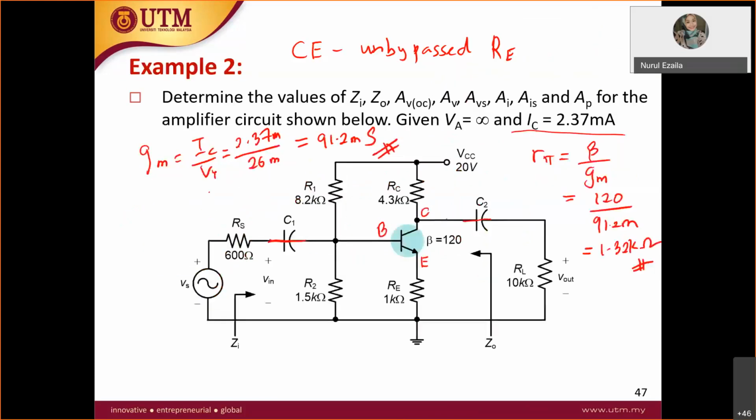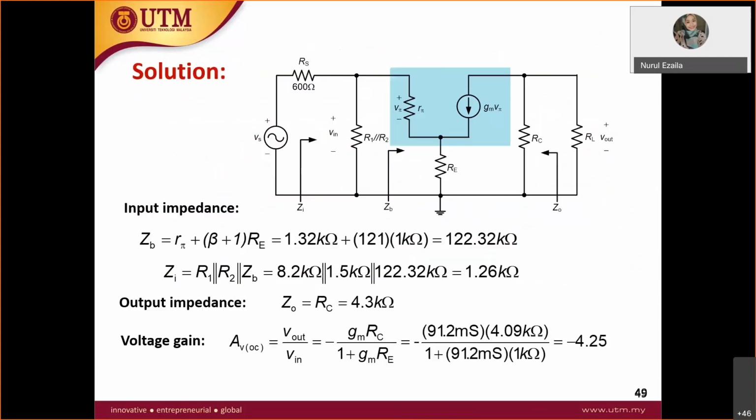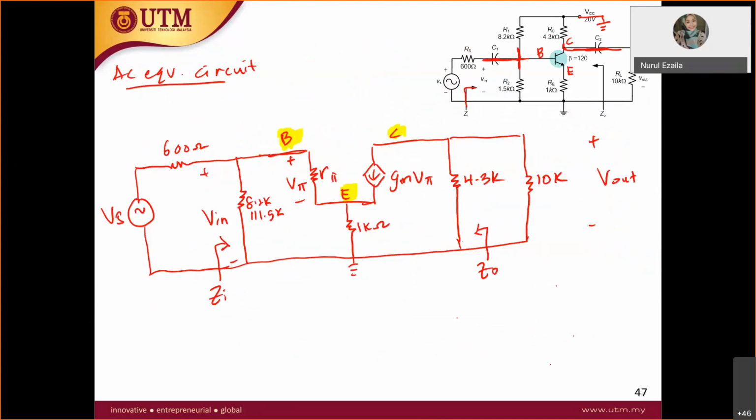So the first thing is to find the Zin AC, and this is unbypassed. I'm not going to explain again what is unbypassed. So Zin AC is equal to R1 parallel with R2 parallel with ZinB. So where is ZinB? ZinB is here. So you need to find first what ZinB is.